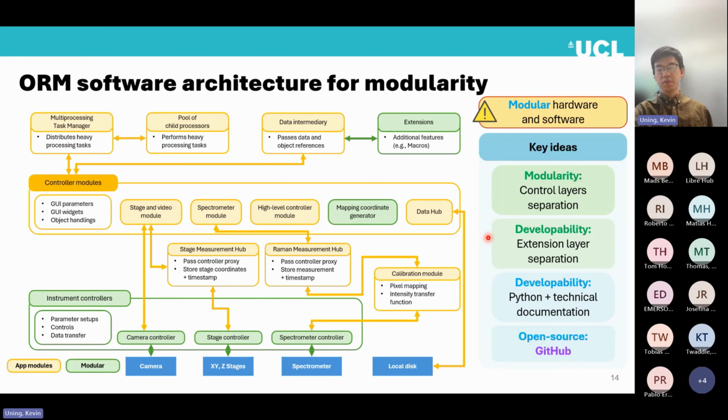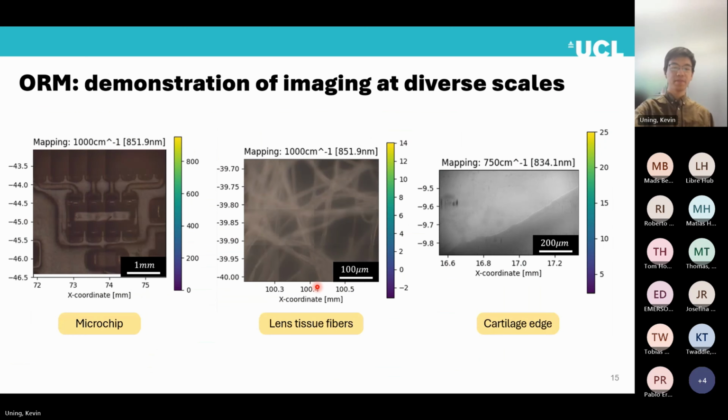To support this developability into the future, we have decided to code everything down in Python, as well as provide what we hope to be a sufficient technical documentation for future developments. All of these things, including basically the entire thing, will be made available through GitHub and will be open source as we publish it.